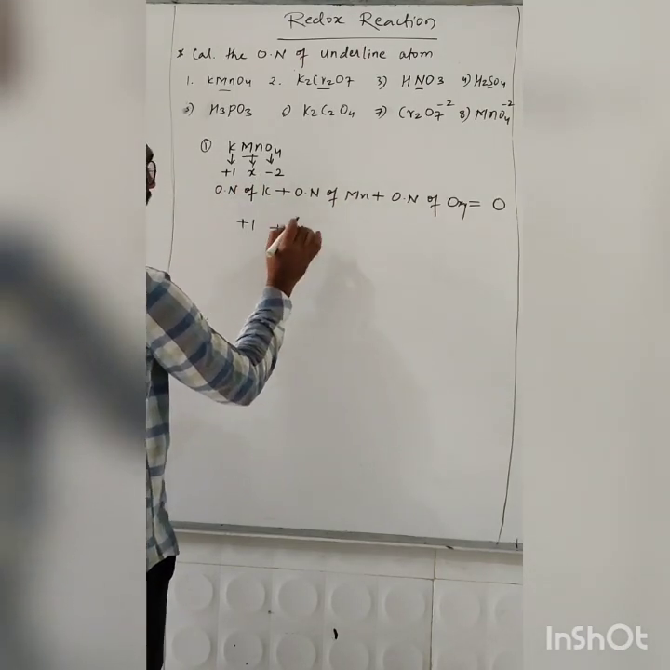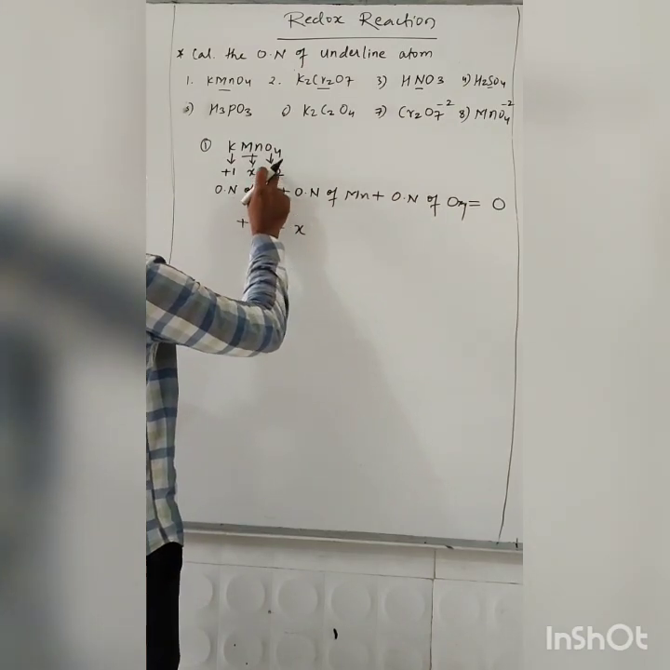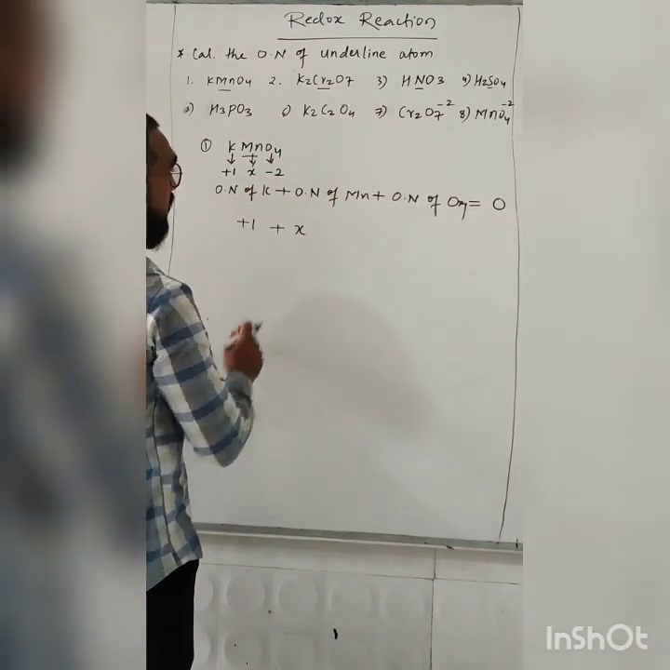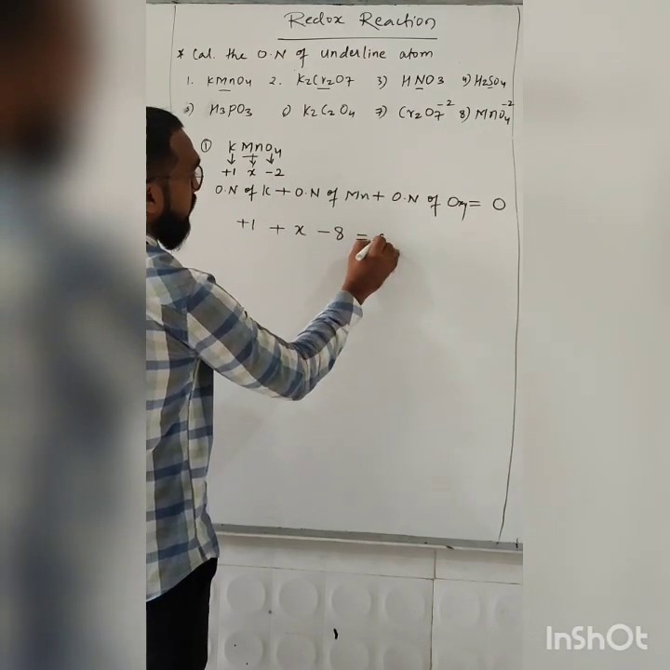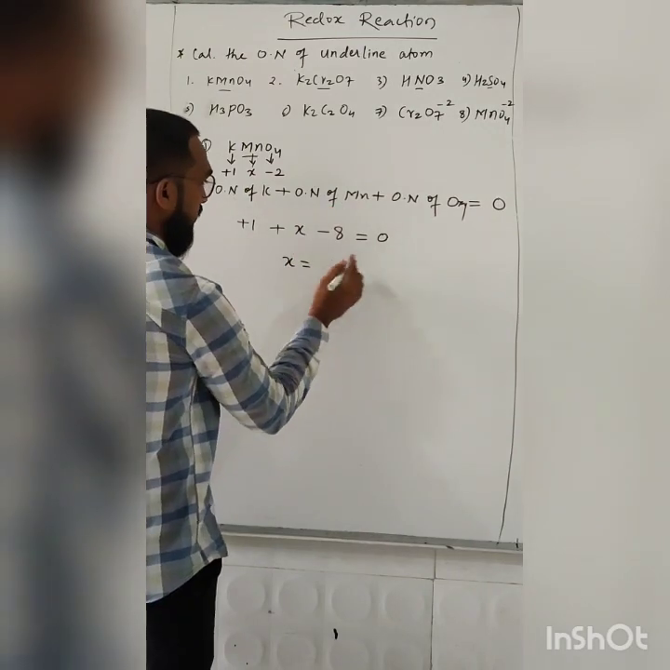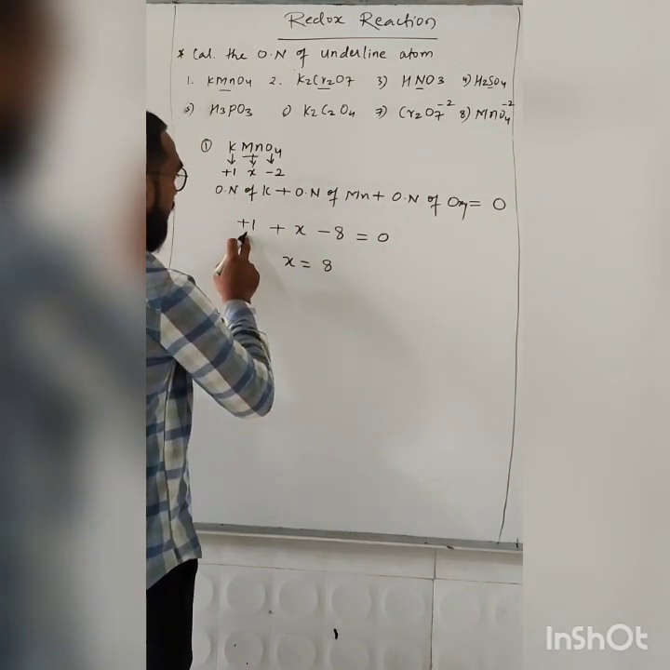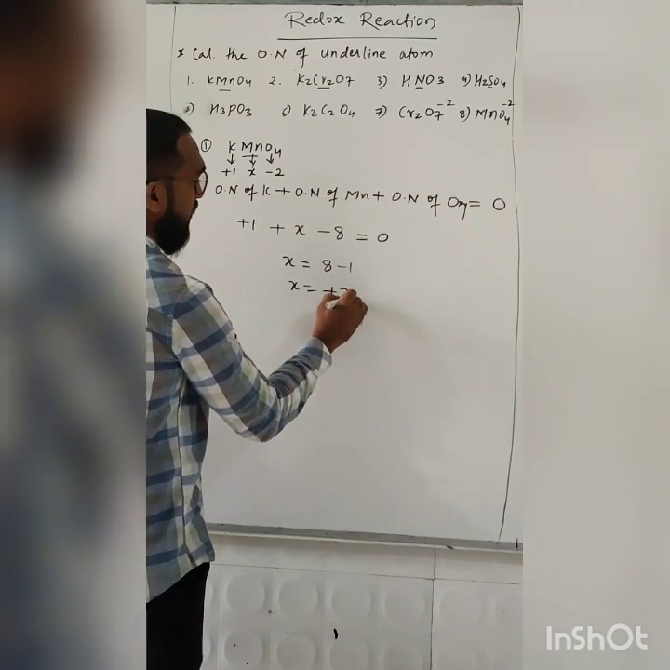One K, so +1, plus the oxidation number of Mn, which I have to find out, is x. Oxygen is -2. How many oxygen? 4 oxygen. 2 4s are 8, -8. Now equal to 0. So x is equal to 8 will come here, +8, +1 here, -1. x is equal to +7.